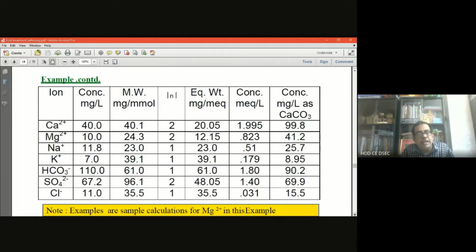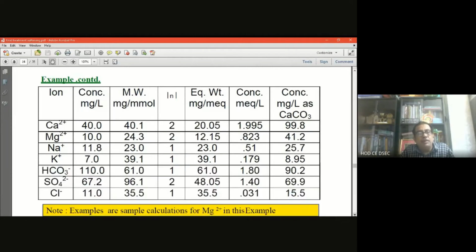The first column I have indicated is the ionic concentration. That means the cations like calcium ion, magnesium ion, sodium ion, potassium ion, bicarbonate ion, then anions I am talking about, sulfate ions and chloride ions. So you see the sulfate and chloride are responsible for the permanent hardness, and the bicarbonate is responsible for the temporary hardness. So it is a mixture of temporary and permanent hardness.